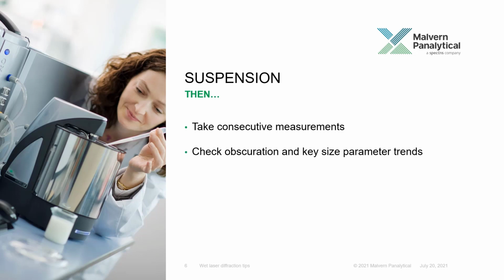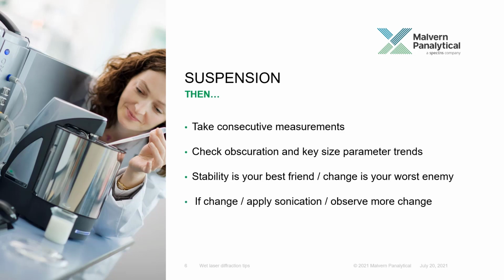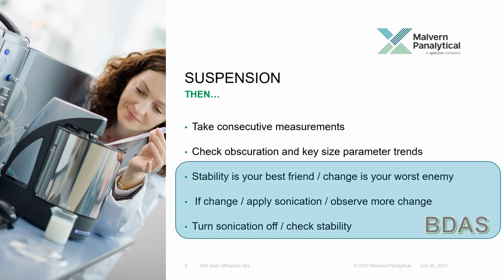You want to have the sample in a stable dispersion state when you measure it, otherwise your measurements are going to have poor repeatability and reproducibility. To test for stability, take measurements before, during, and after sonication, what we call the B-DAS methodology, and observe the trend in key size parameter. Never average on changing data.